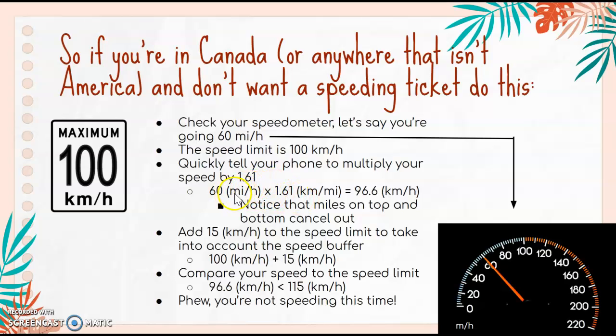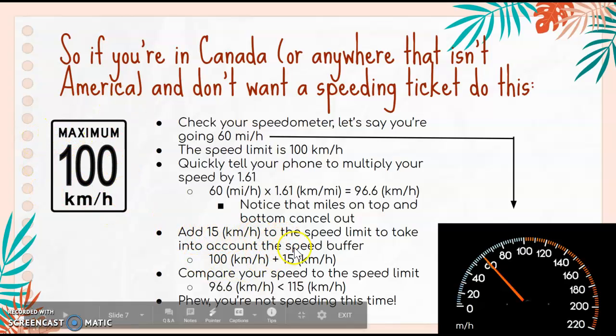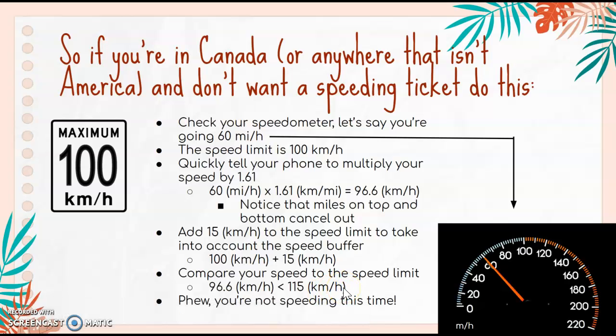This is basically performing the dimensional analysis. If you notice, the miles on top and bottom cancel out to get you kilometers over hours. In this case, 60 times 1.61 equals 96.6 kilometers per hour. So we're going to add 15 kilometers per hour to the speed limit to take into account the speed buffer. Compare your speed to the speed limit, and 96.6 kilometers per hour is less than 115 kilometers per hour. So in this instance, you're not speeding.